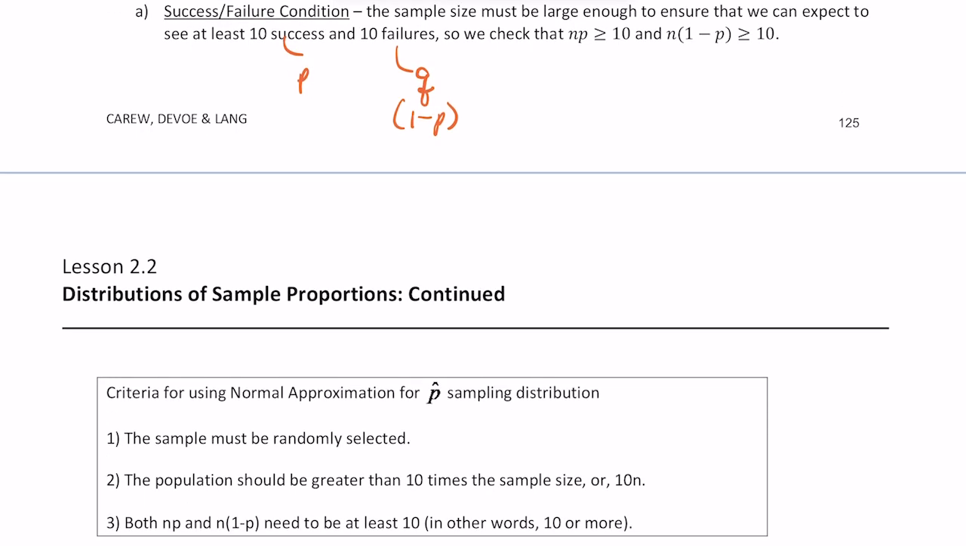So here's the criteria that we're going to check for using the normal approximation for the p-hat sampling distribution. We're going to make sure the sample is randomly selected, the population should be greater than 10 times the sample size, or 10n, and both n times p, which is your success, and n times 1 minus p, which is your failure, need to be at least 10. So we have to make sure that they are greater than or equal to 10, or in other words, 10 or more. Okay.